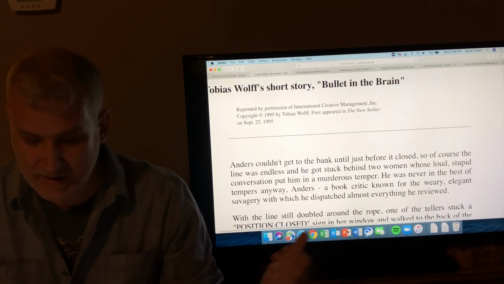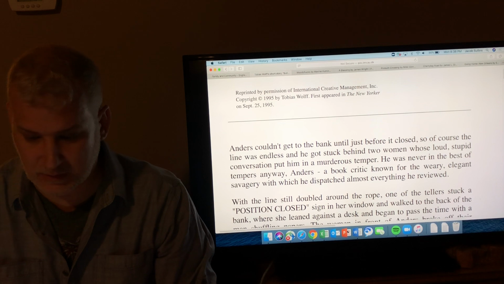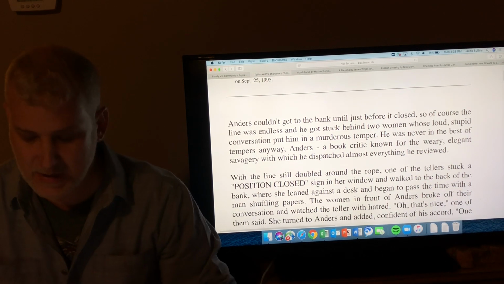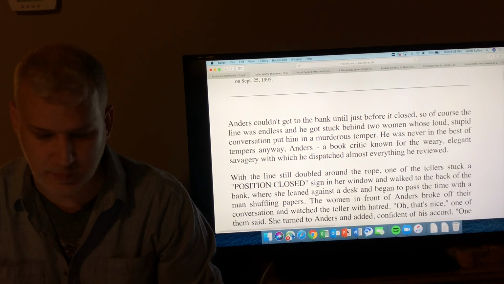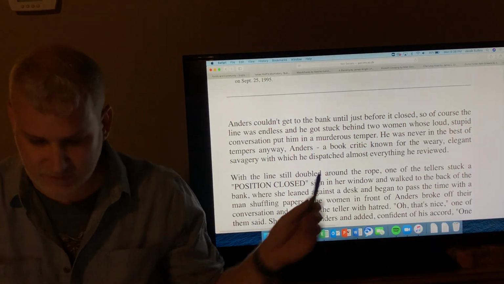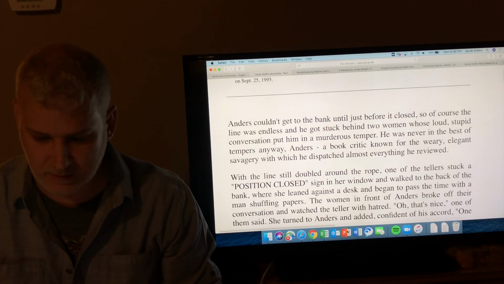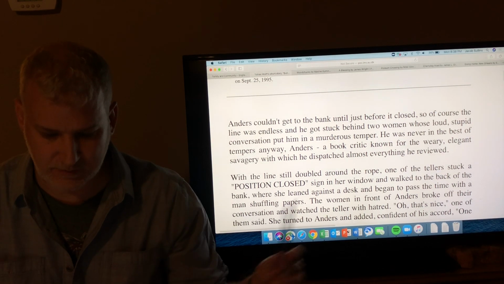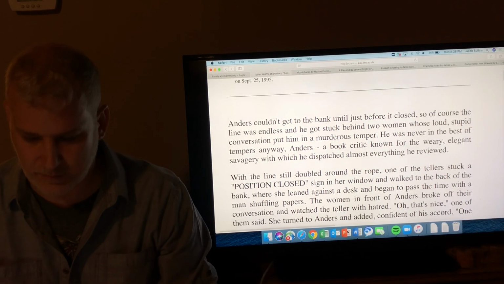Anders couldn't get to the bank until just before it closed. So of course the line was endless. He got stuck behind two women whose loud, stupid conversation put him in a murderous temper. He was never in the best of tempers anyway. Anders, a book critic known for the weary, elegant savagery with which he dispatched almost everything he reviewed.